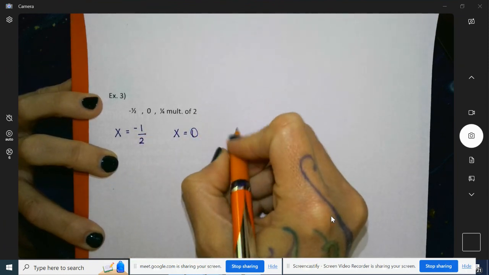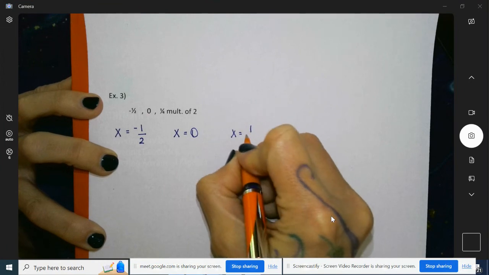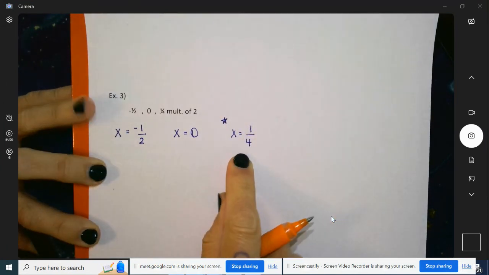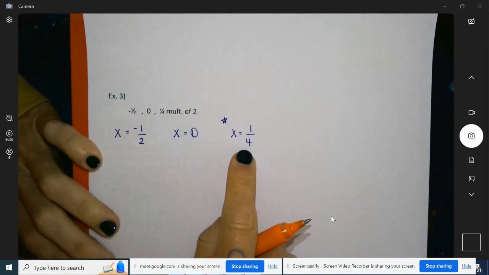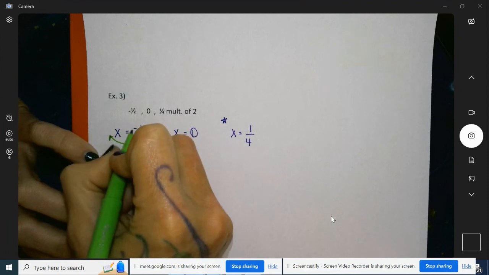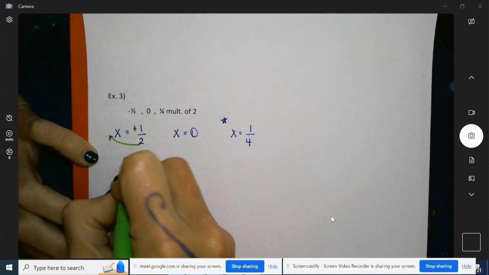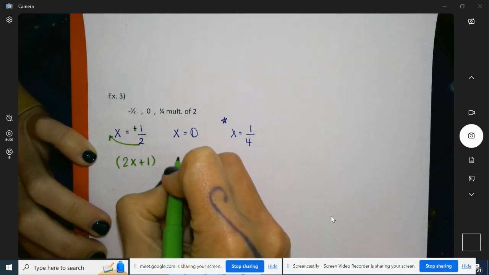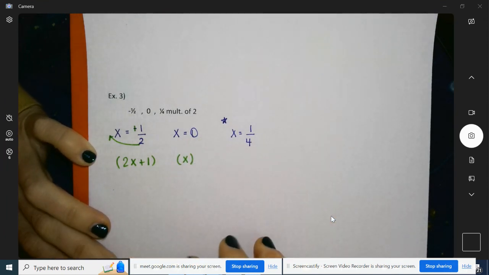0, and 1/4. This is a multiplicity of 2. So I got to make sure that this guy happens twice. Multiplicity of 2 means this is going to happen twice. Like I said, I like to do 2 jumps in the front, opposite of the top. So 2x plus 1. X equals 0 is just going to give me an x when I'm done.